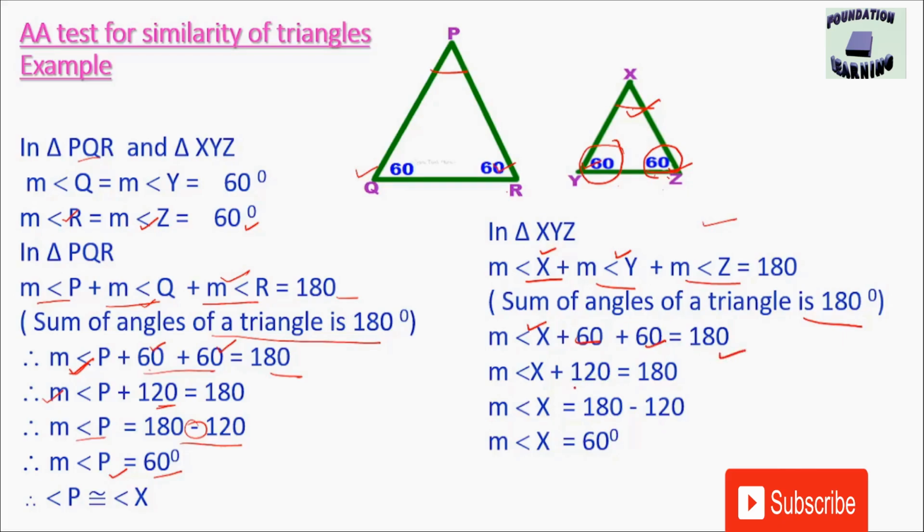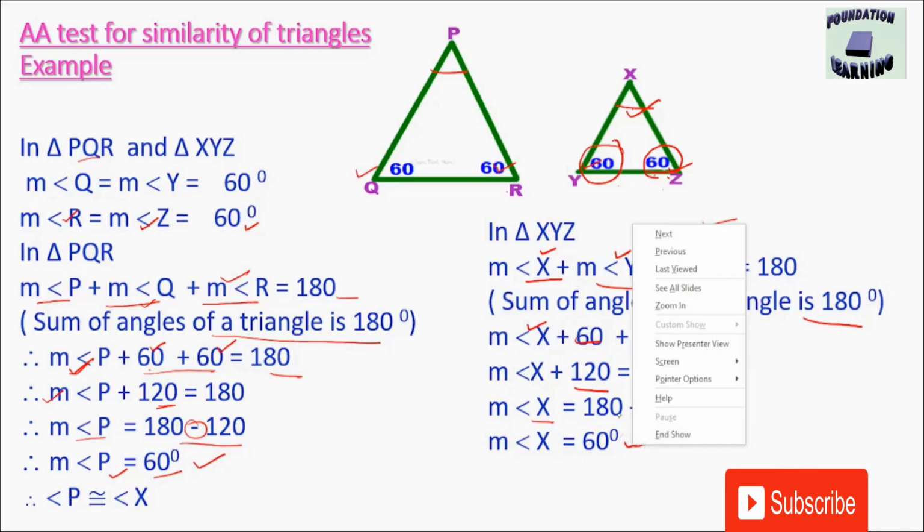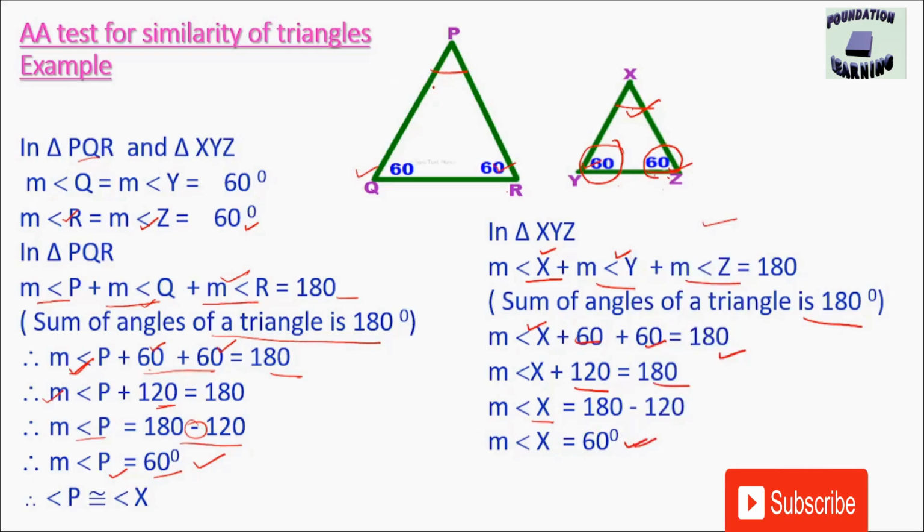So measure angle X plus 60 plus 60, that is 120, is equal to 180 on the right-hand side. Then measure angle X plus 120 is equal to 180. You bring this side, so again it will be 60. Now you can see here measure angle P is also 60. Measure angle X is also 60. So here also it is 60. Right? P is 60 and X is 60.